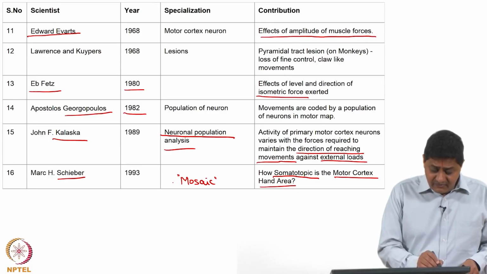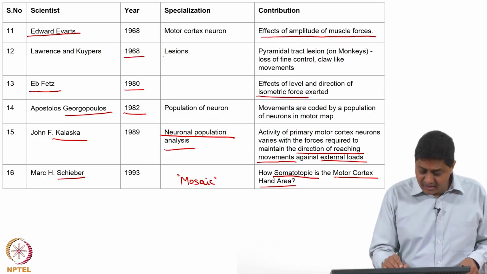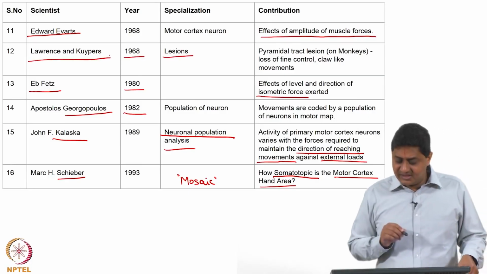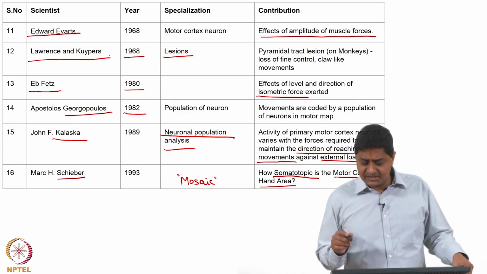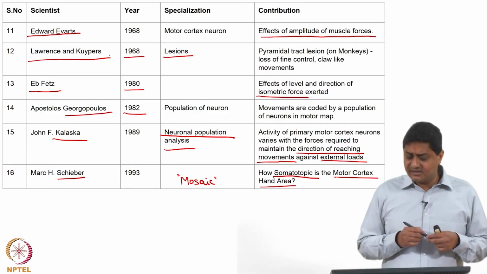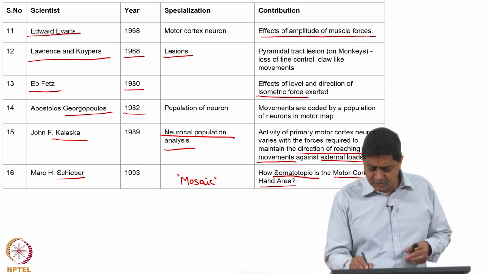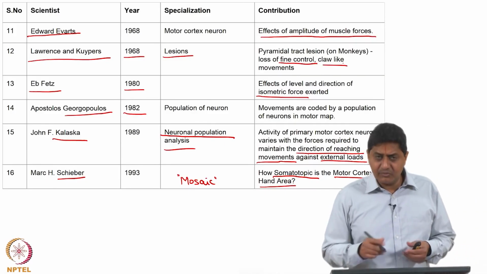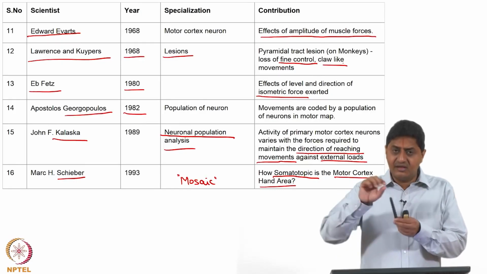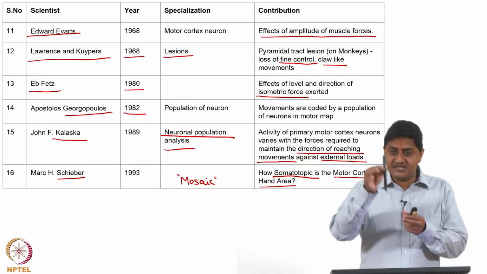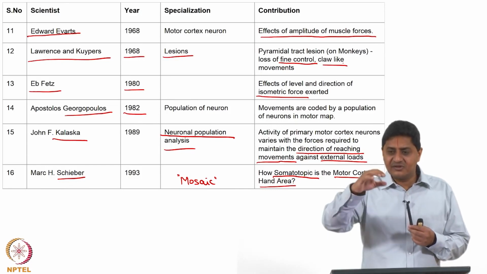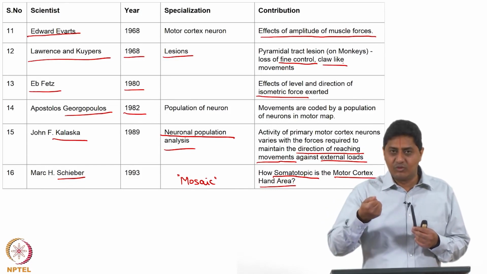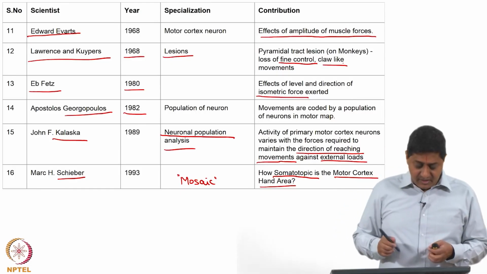Okay. And in the meanwhile, there was this work of Lawrence and Kuypers, where they studied lesions. What they found was that pyramidal tract lesions in monkeys resulted in a devastating loss of fine control and claw-like movements. So, objects that were earlier picked with precise movements of the index finger and the thumb were now picked with whole-hand movements, or claw-like movements, right.